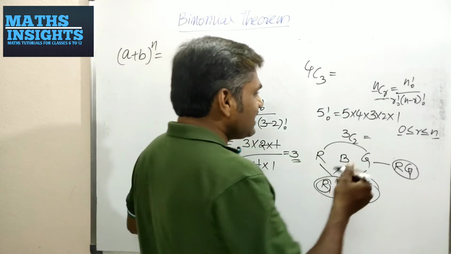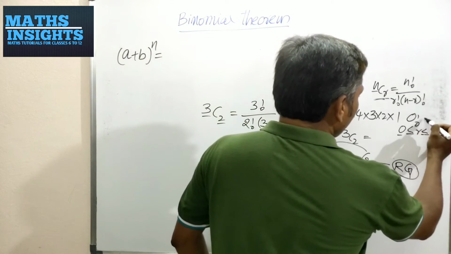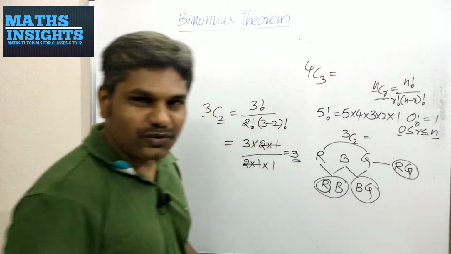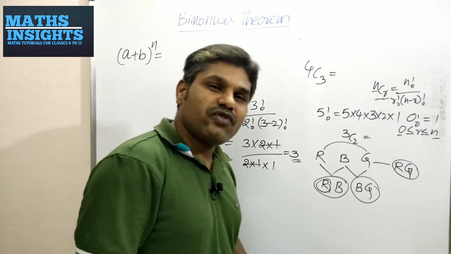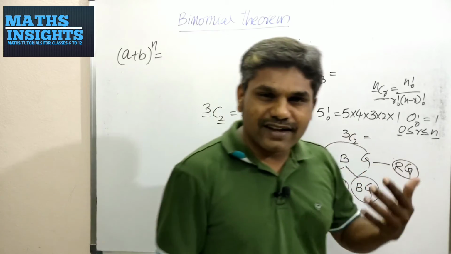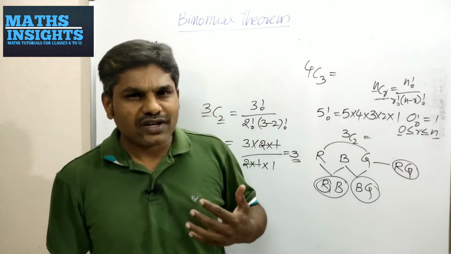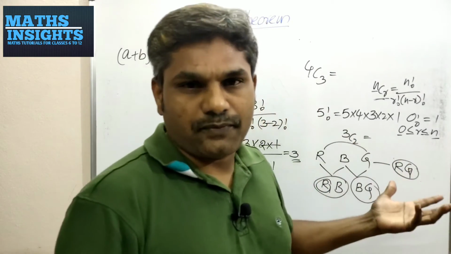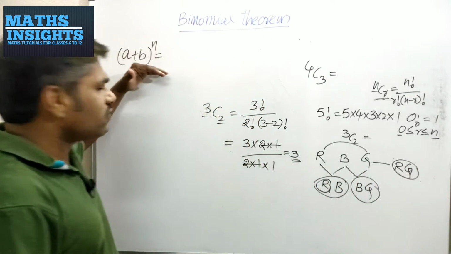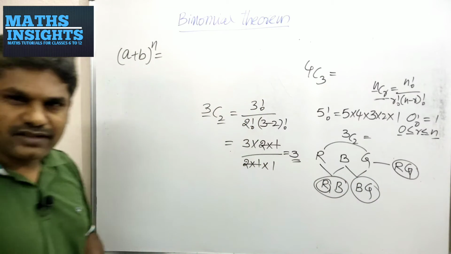So 0 factorial is 1. You have to keep in your mind, 0 factorial is 1, not 0. 0 factorial is 1. We will learn these in detail in the coming chapters, which are particularly for them. Okay. Now coming to our binomial expansion.